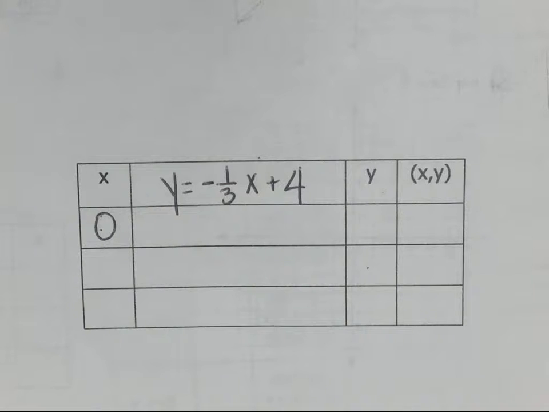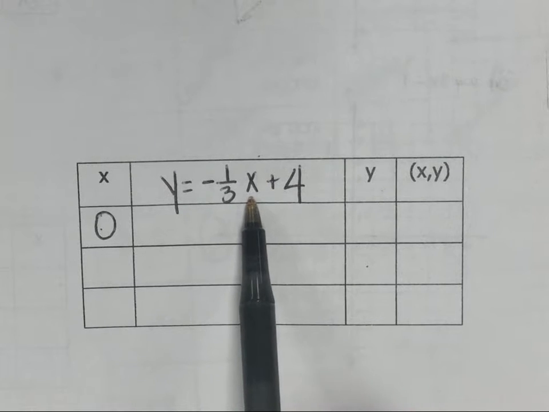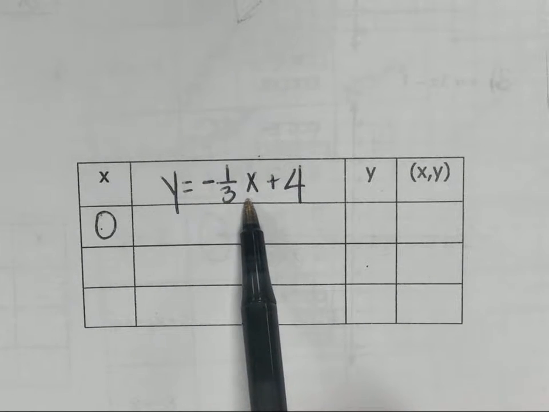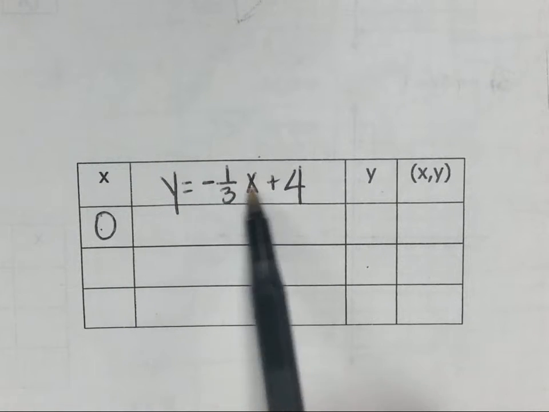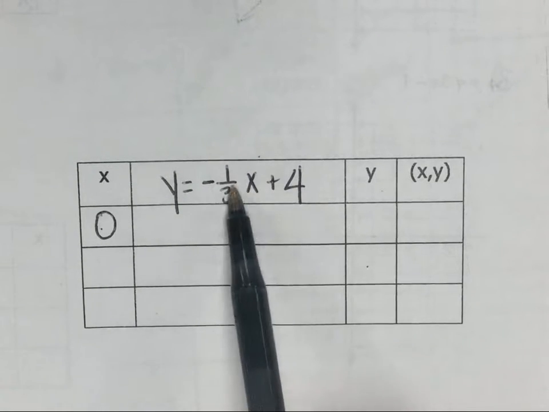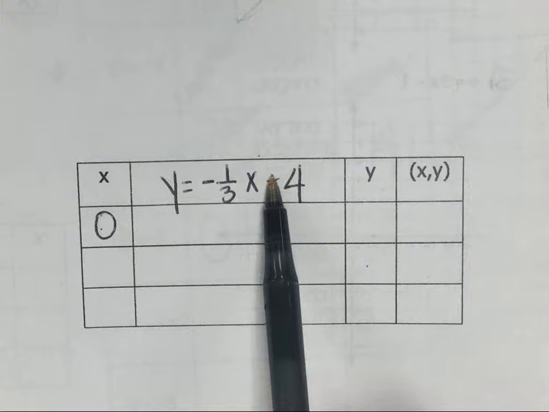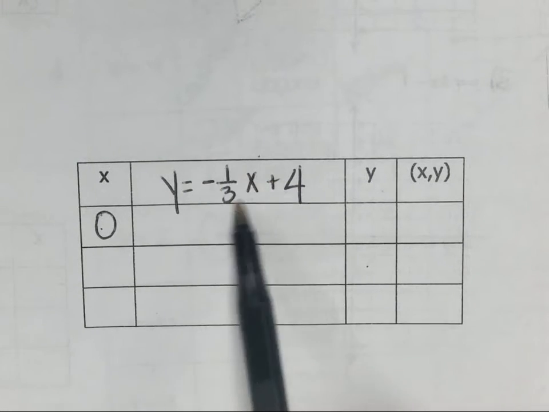We do not want to use 1 and 2. Can anybody tell me why? Because it's a fraction. Here's what happens. When we multiply 1/3 by 1, we get 1/3. We don't want fractions. So we do not want to multiply 1/3 by numbers that are going to give us fractions.